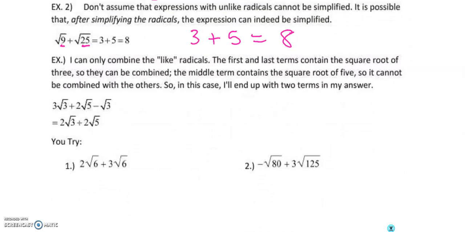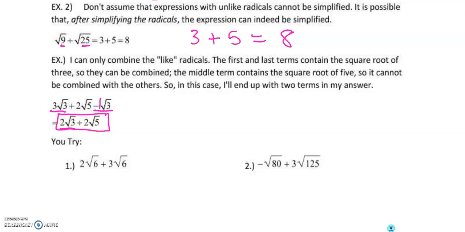Example 3 says you can only combine again like radicals. The first and the last terms contain the square root of 3. So this one plus this one contain the square root of 3. So those can get combined. If I have 3 radical 3's and then I take away 1 radical 3, I'm left with 2 radical 3's. My 2 radical 5 has a different number under the radical sign, so I'm just going to write that next to it, and that's as far as we can take it. We can't combine it further because the number under the radical sign is not the same.